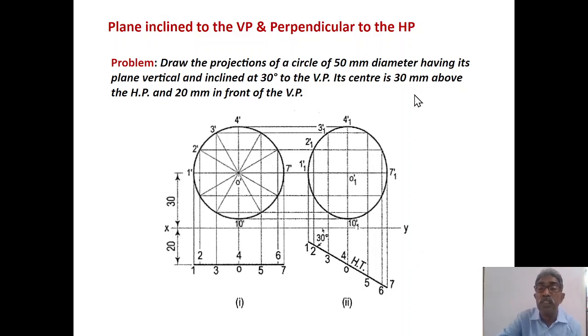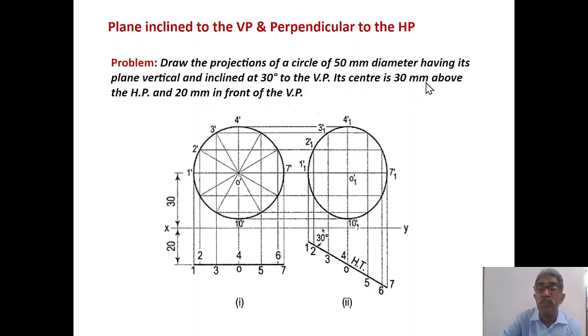So here, instead of drawing the true shape, a circle anywhere from the xy line, the center is given. Therefore you have to first draw the projection of the center of the circle. The center is a point. That point is 30 mm above the horizontal plane and 20 mm in front of the vertical plane.